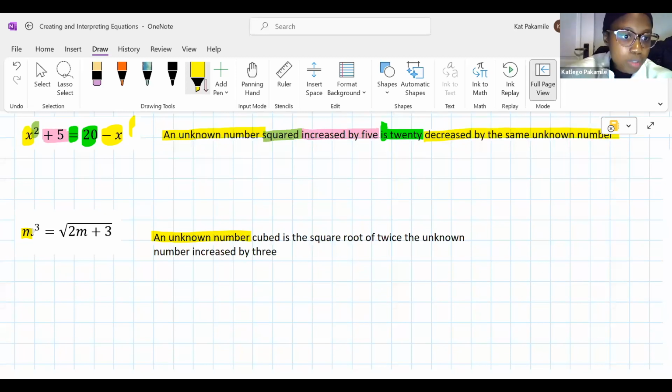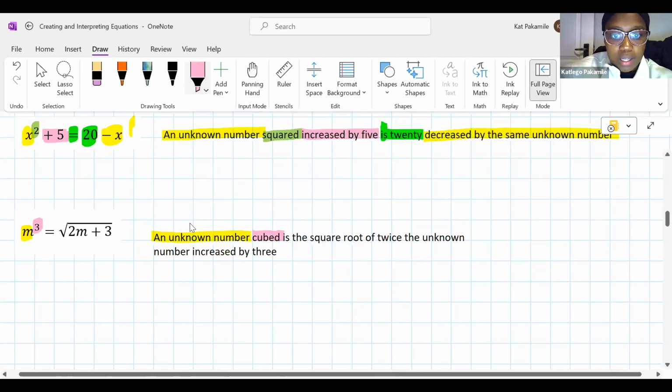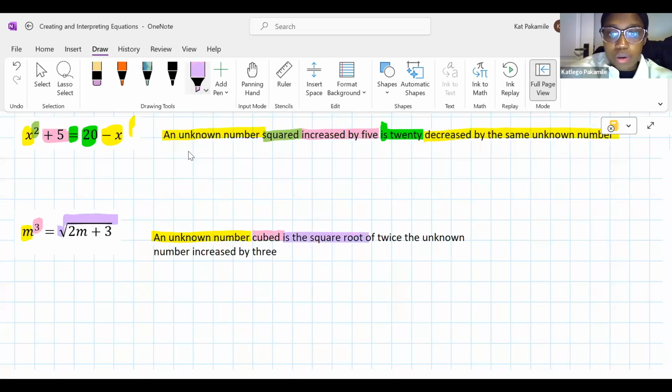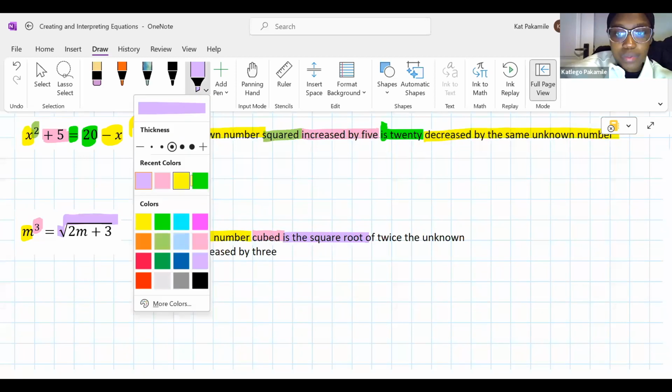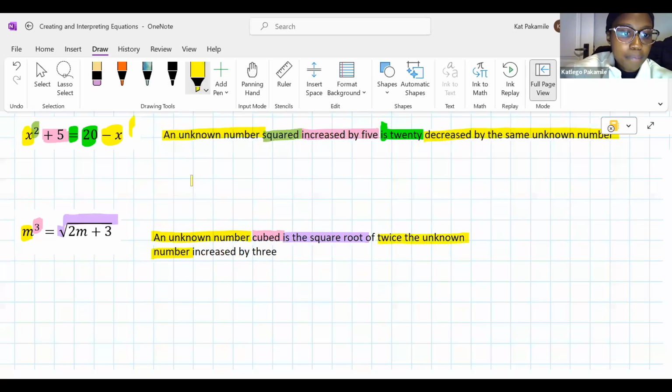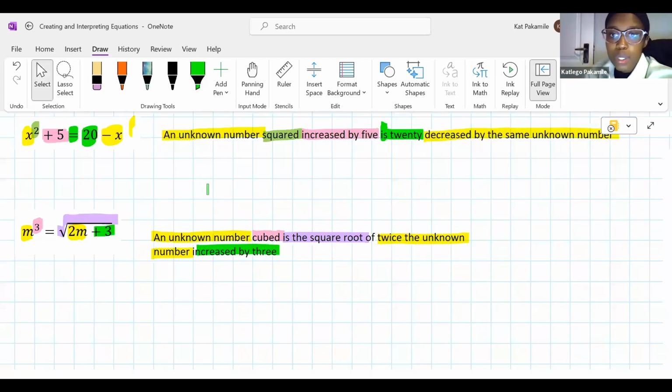Cubed is to the power of 3. The square root is this one over here: the square root of twice the unknown number. So twice the unknown number is 2m, increased by 3, which is our plus 3.